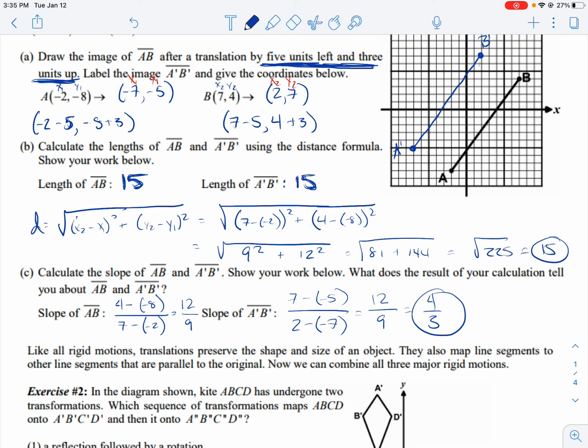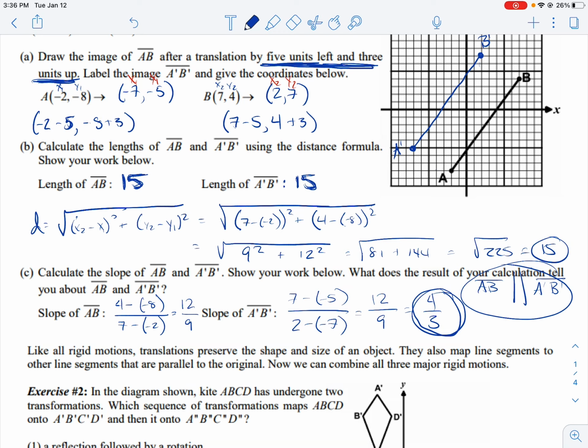Okay, and so what can we say about both of our slopes? They are the same, which lets us know that AB is parallel to A prime, B prime. Okay? So AB is parallel to A prime, B prime. And that works for all translations of line segments, right? So if you have a line segment and you just translate it, just know that those two line segments are going to be parallel with one another.